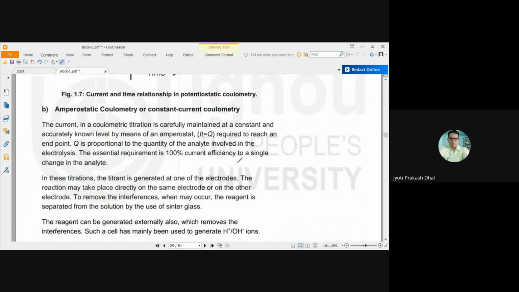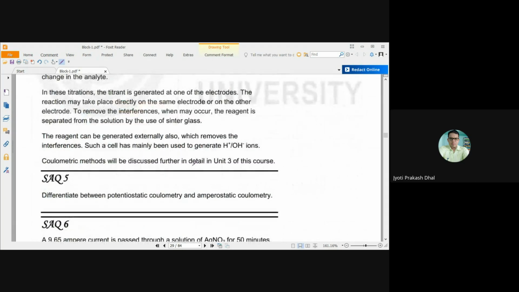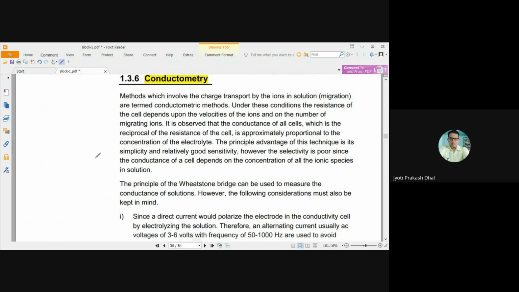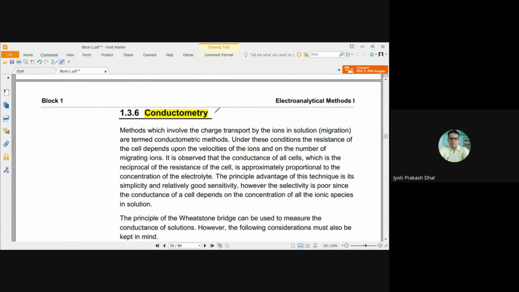After that, the amperostatic coulometry, that is the constant current coulometry. In constant current coulometry, Q is proportional to I, that is Q equals It. In this titration, the titrant is generated at one of the electrodes, and the reaction may take place directly at the same electrode or with the other electrode. To remove interference, the reagent is separated from the solution by use of a sintered glass. After that, the next method is the conductometry method.